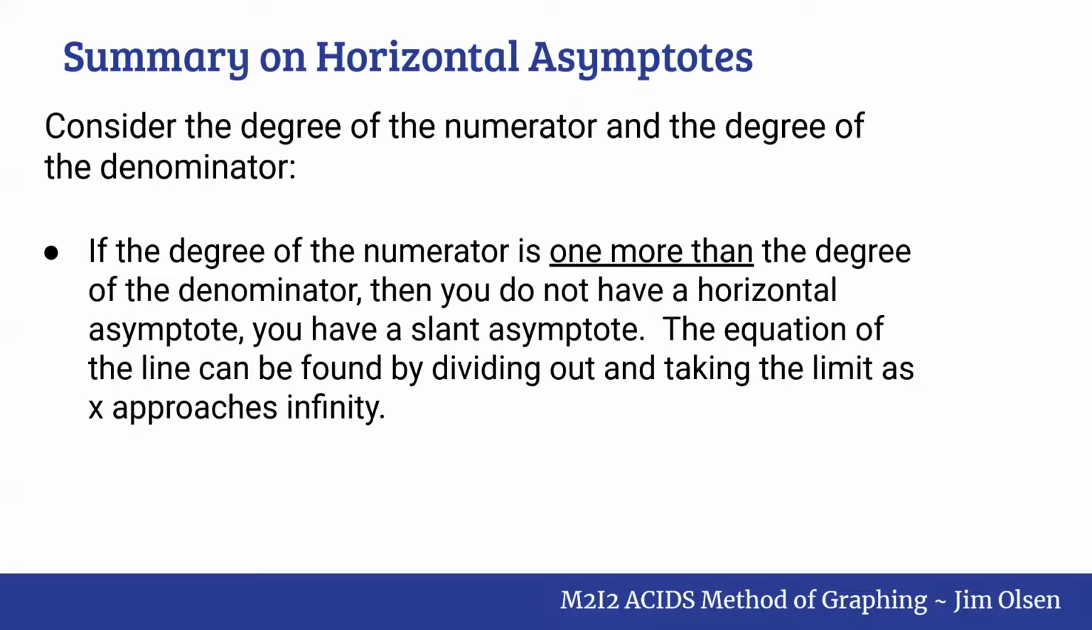However, if the degree of the numerator is 1 more than the degree of the denominator, we do not have a horizontal asymptote, but we do have a slant asymptote. The equation of the line can be found by dividing out and taking the limit as x approaches positive infinity. Now let's work out the 4th example.